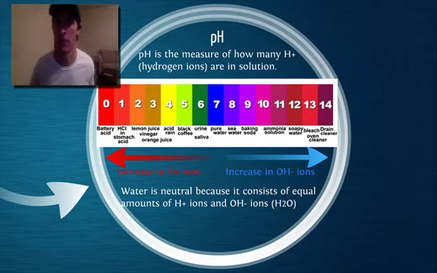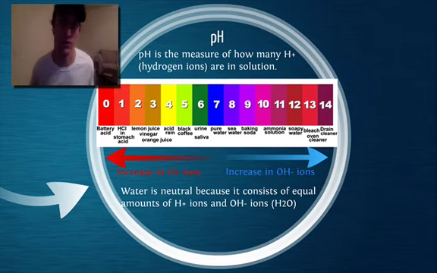Okay, and then the opposite of that would be basic. As you increase the hydroxide ions, you get more basic. And it's the same logarithmic scale. So going from 7 to 8, 8 is 10 times more basic than 7. Okay, 9 is 10 times more basic than 8. Okay, and so on and so forth.